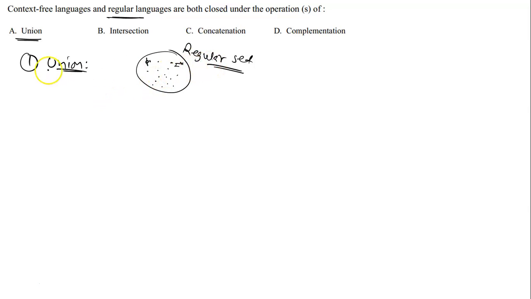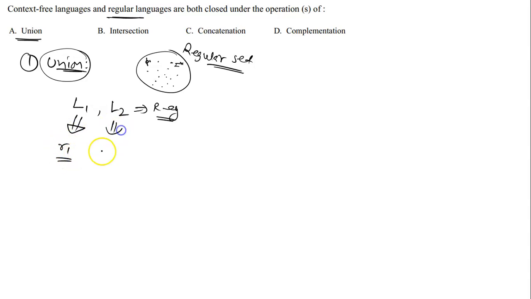Now this regular set is closed under union operation. Very easily we can prove it. If you take any 2 regular languages, let's take L1 comma L2, and let's assume both are regular languages. If they are regular languages, then what it means? It means that we have a regular expression for L1, let's call it R1, and we have a regular expression for L2, let's call it R2. So these are the regular expressions.